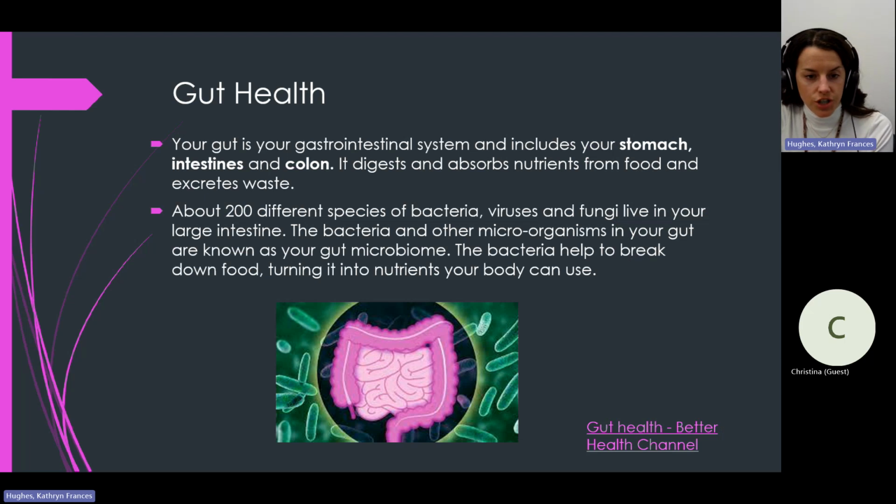So, your gut health is your GI system. It has a couple different areas, such as your stomach, your intestines, and your colon. It's responsible for digesting and absorbing nutrients from food and excreting waste. Now, we have about 200 different species of bacteria in the gut, including bacteria, viruses, and fungi, all living in our large intestine. The bacteria and other microorganisms in your gut are known as your gut microbiome. And the bacteria help us to break down food and can turn the food that we eat into nutrients that our body can use. So our gut is really responsible for a lot.